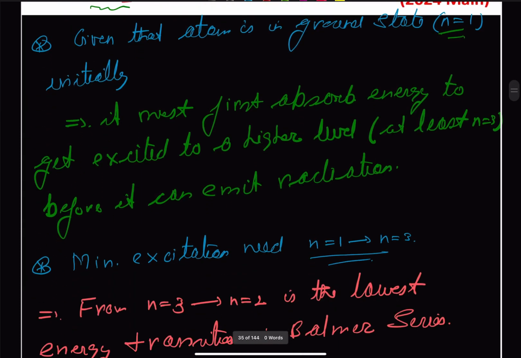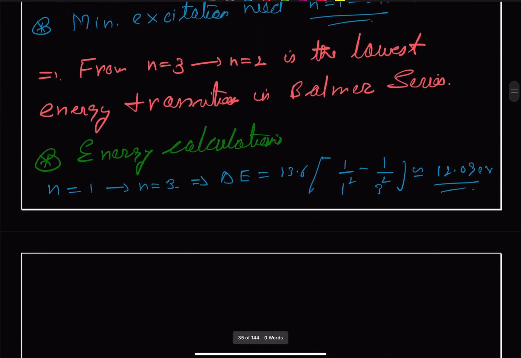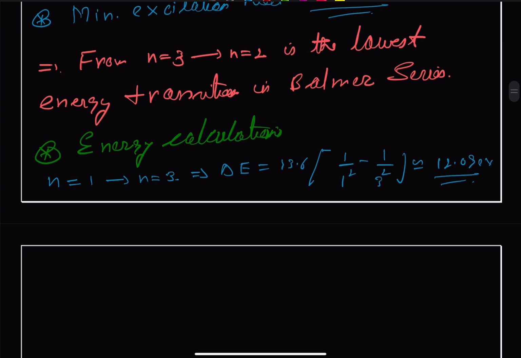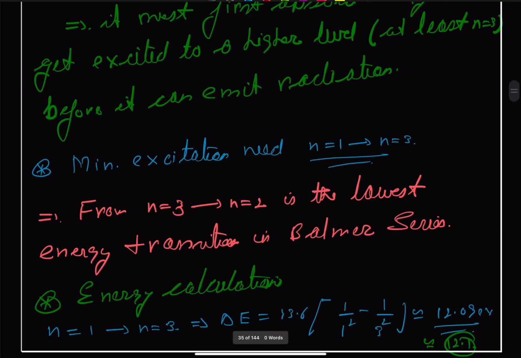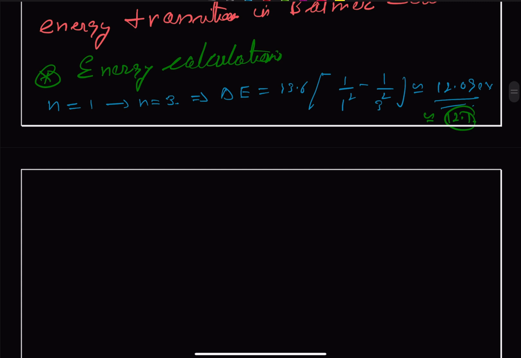So the answer we can approximate as approximately 12.1. So option 4 is correct. Next question.